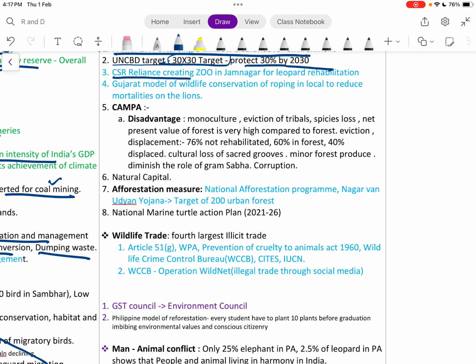CSR: Reliance is creating a zoo in Jamnagar for leopard rehabilitation. Gujarat model of wildlife conservation, roping in locals to reduce mortalities of lions.